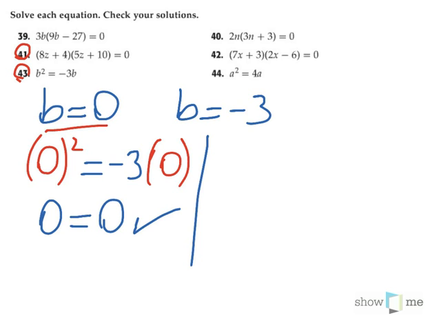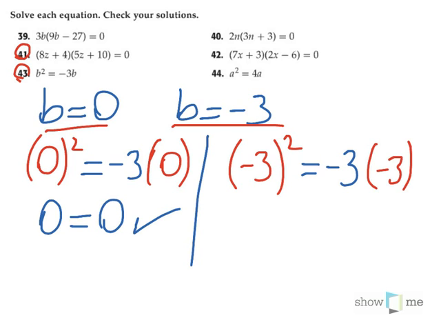Now for b equals minus 3, I'm going to substitute this: minus 3 squared will be minus 3 times minus 3. Now you see, you have 9 here: minus 3 squared equals minus 3 times minus 3 is 9. See, again we have a true statement, which means that our answer is correct.